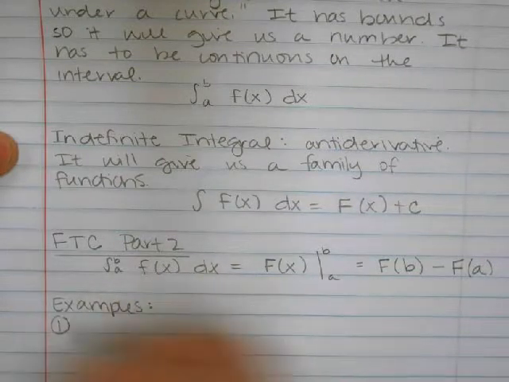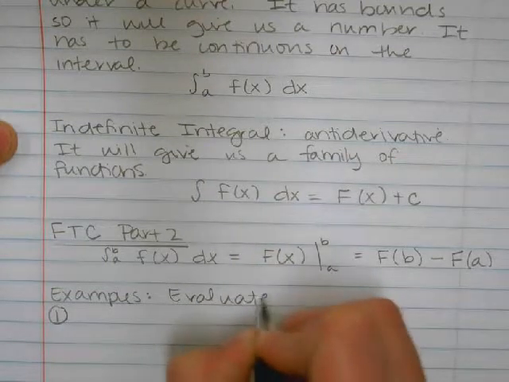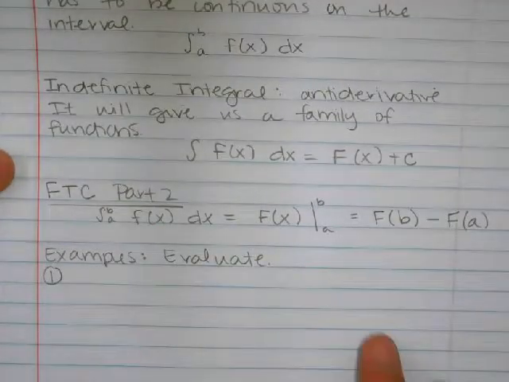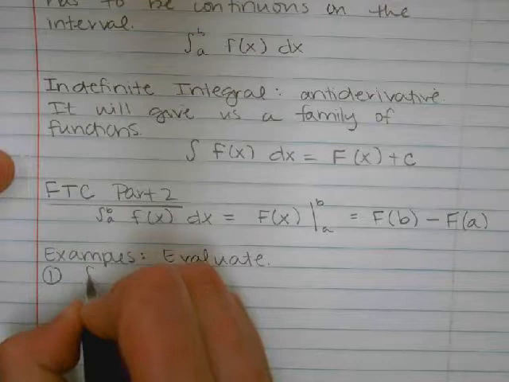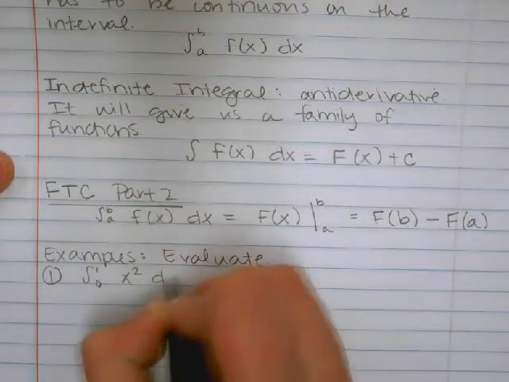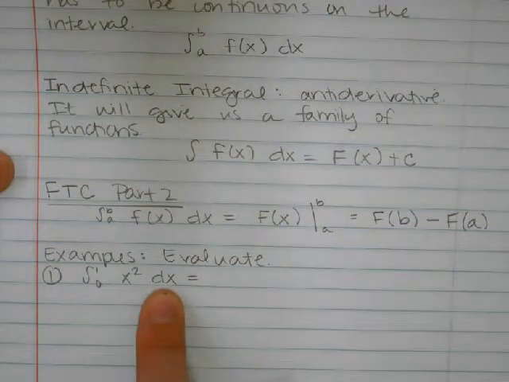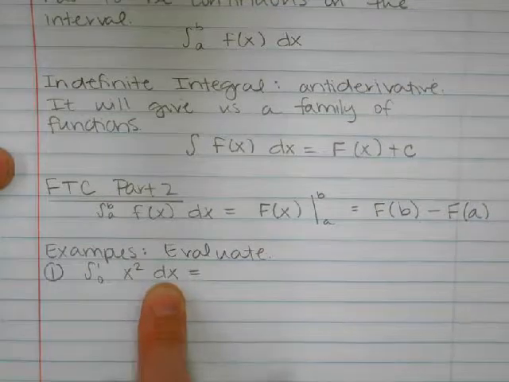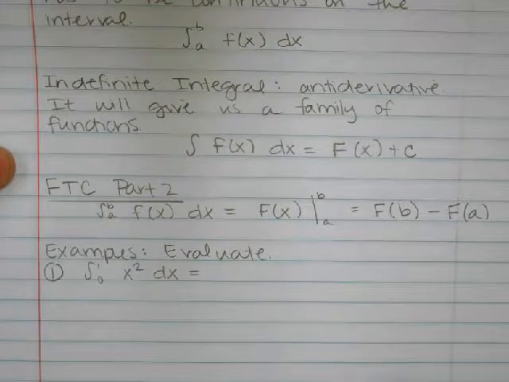Here are the examples for this. All of the examples are going to have the instructions just to evaluate. When they have those instructions, we know we're doing the fundamental theorem of calculus, which means we just have to plug these two numbers in. So if I'm evaluating the integral from 0 to 1 of x squared dx, I know I have to find the antiderivative of this. We actually know that this answer is 1/3 because we've referenced this one before, but now we can see how we actually got 1/3. Not using rectangles or trapezoids to approximate it, but the exact answer. We want to know where that came from.